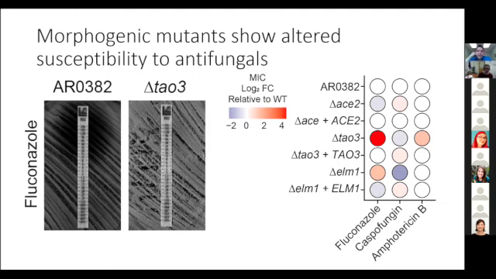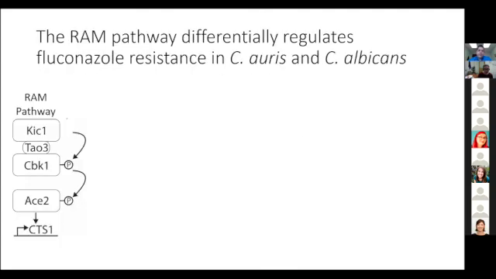So I'm showing you a heat map of each of our mutants. In this case, the hotter the color corresponds to reduced susceptibility, so increased resistance. And the Tau3 mutant that I've highlighted right here showed really the strongest effect in regards to fluconazole resistance. So we see this in the RAM pathway, where a protein that has a suspected role in the RAM pathway is contributing increased resistance to fluconazole.